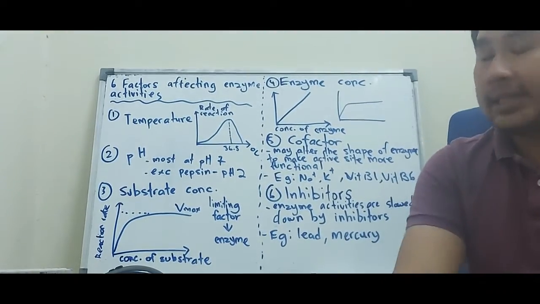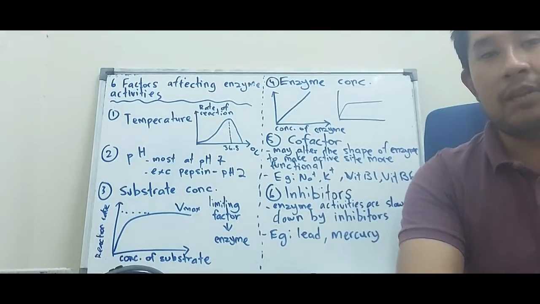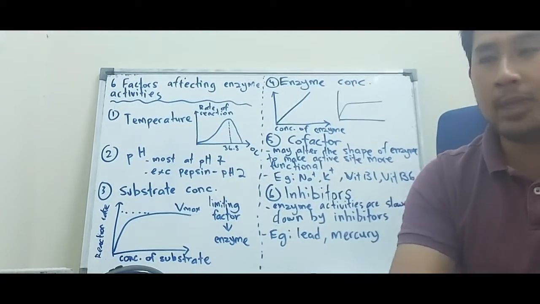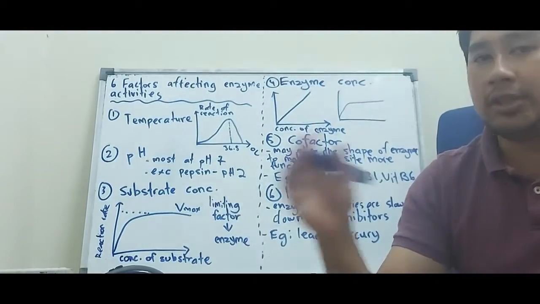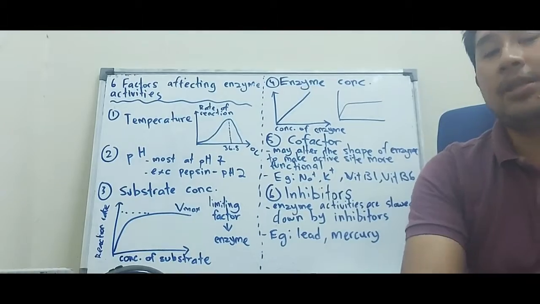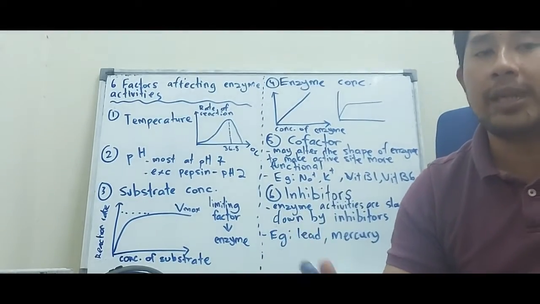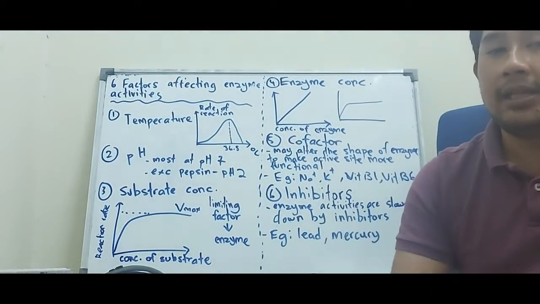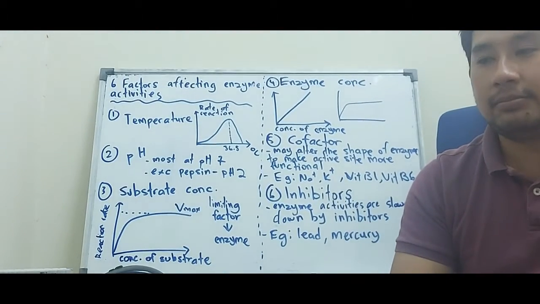Okay, next, number 2 is pH. pH is about your surrounding in your environment. Normally, people want to stay in the neutral area, right? Same goes to the enzyme. So they like to stay close to pH 7, except for certain enzymes.